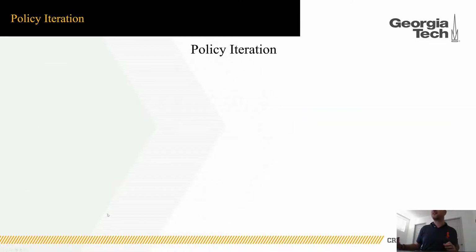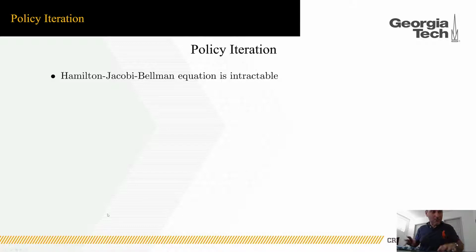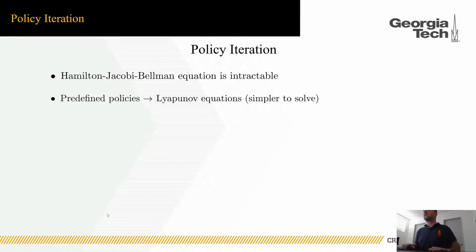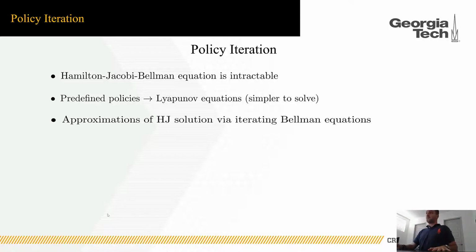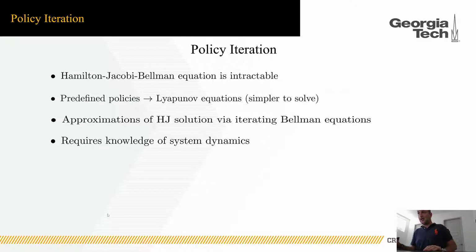Let's first talk about the policy iteration. So again, why do I want this policy iteration? Because the Hamilton-Jacobi-Bellman equation that appears in most of the control problems with nonlinear systems is intractable. So what I want to do is, instead of solving these intractable equations, I want to relax them to Lyapunov equations, which are simpler to solve given a predefined policy. And then, of course, I can use approximations of the Hamilton-Jacobi-Bellman equation via iterations of the Bellman equations. And of course, these also require knowledge of the system dynamics.